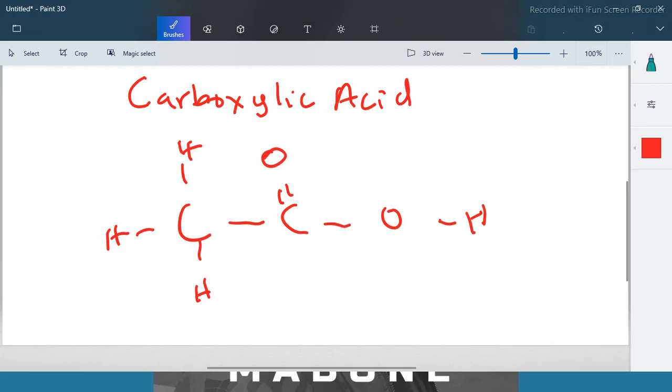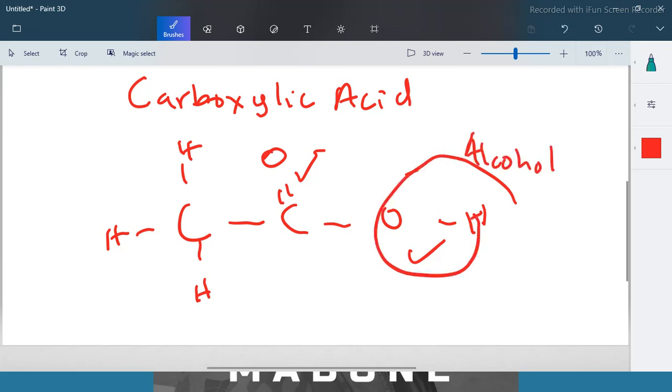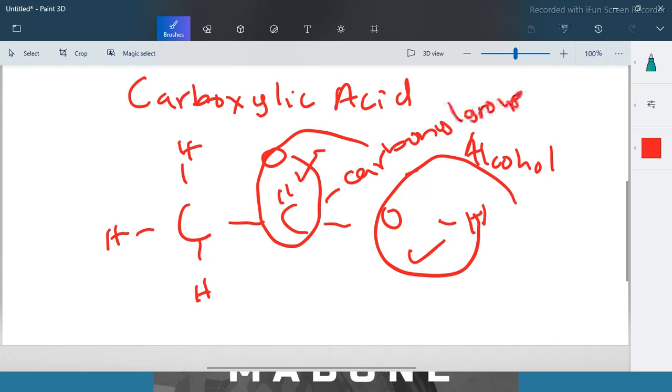Let me remove that. So this is a carboxylic acid, guys. Why? Because it has a mixture of the carbonyl group, aldehydes or ketones, and then it has the hydroxyl group from the alcohol. There is your alcohol, and there is your carbonyl group. Can you see that? Great stuff. Very easy, guys.